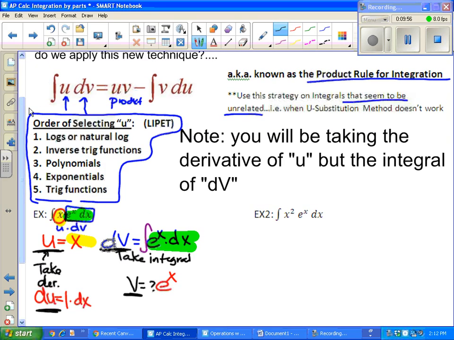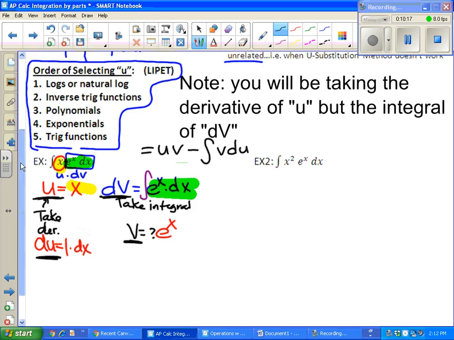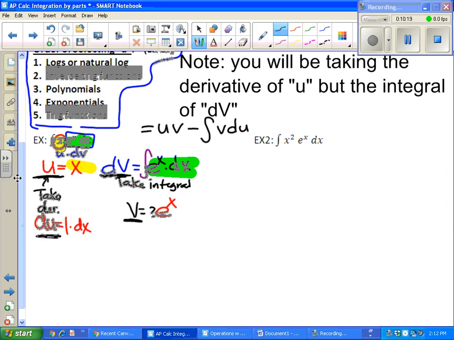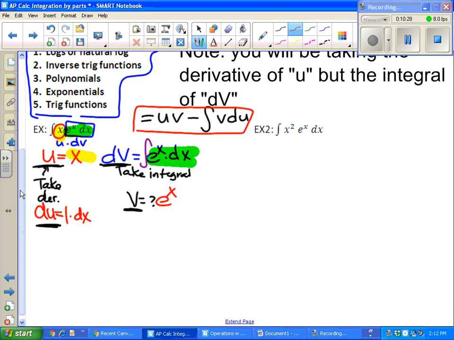Now, what is my integration by parts formula? It tells me it's going to be u times v, minus the integral of v du. I'm just pulling it down, and I'm going to use this right here. So I'm finding the integral of something that seemingly is unrelated, that u sub won't work for, and now I'm just going to follow my formula.